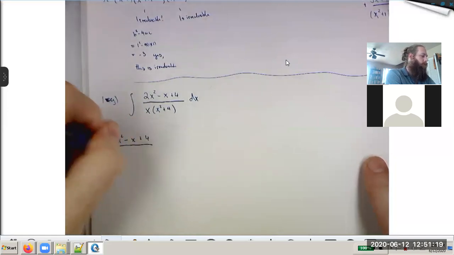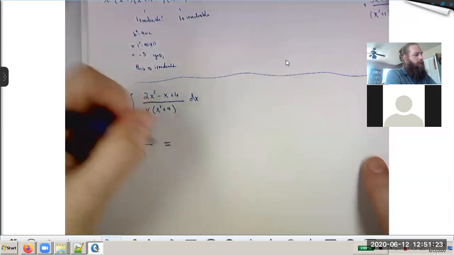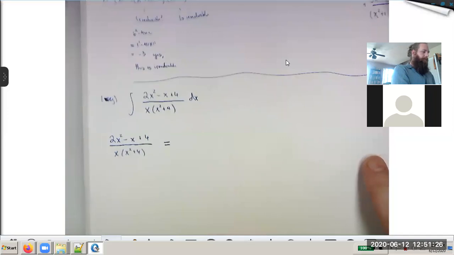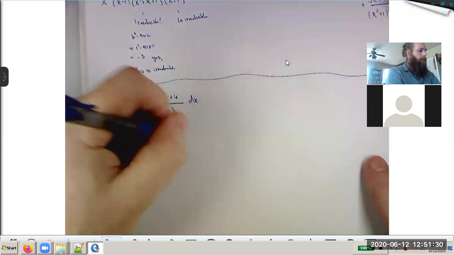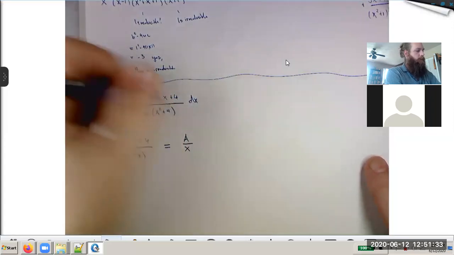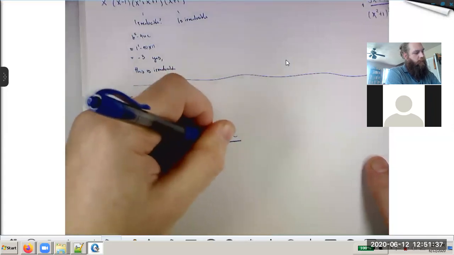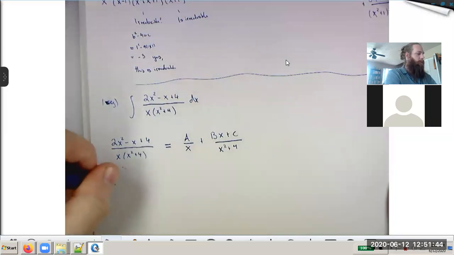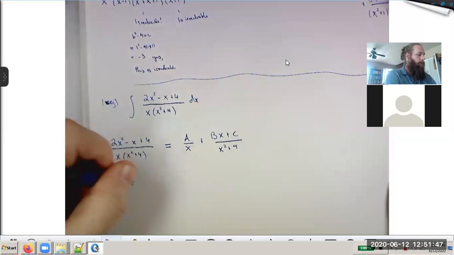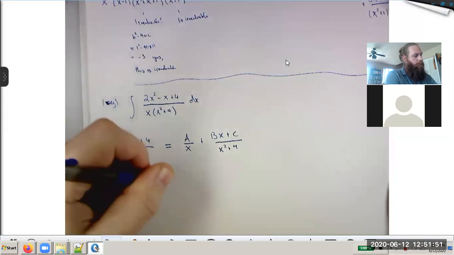That means I write down just my function, no integral, and the PFD setup. Remember, the PFD setup doesn't care about the numerator, it just comes from the denominator. So this would look like a over x plus bx plus c over x squared plus 4. Then I clear the denominators. So on the left-hand side, I'll have 2x squared minus x plus 4.